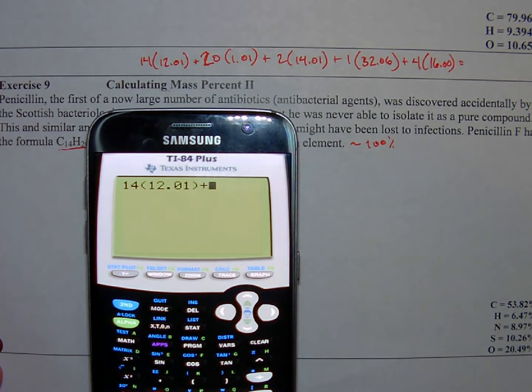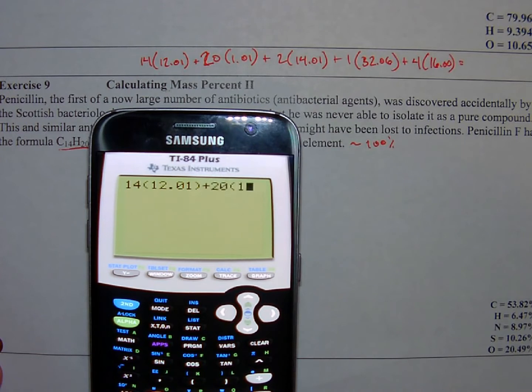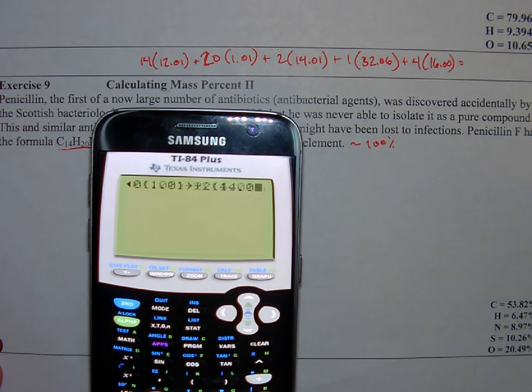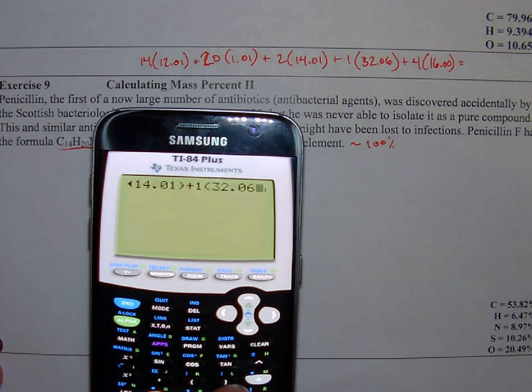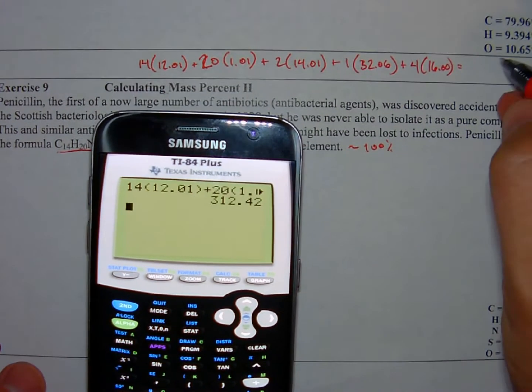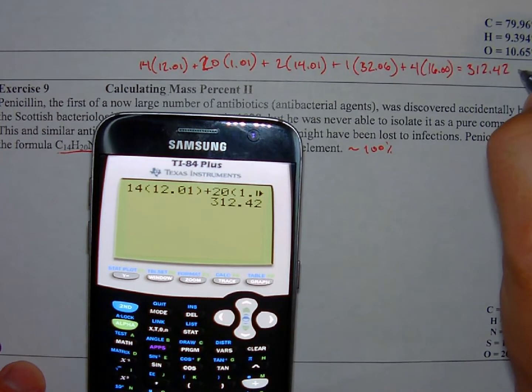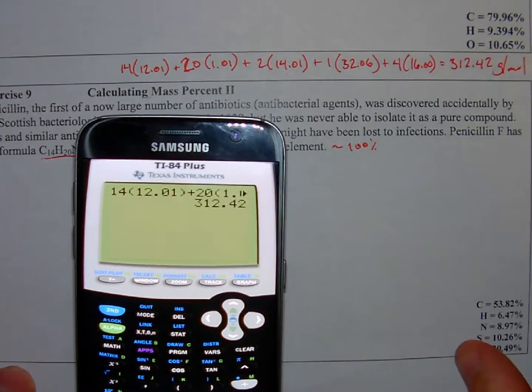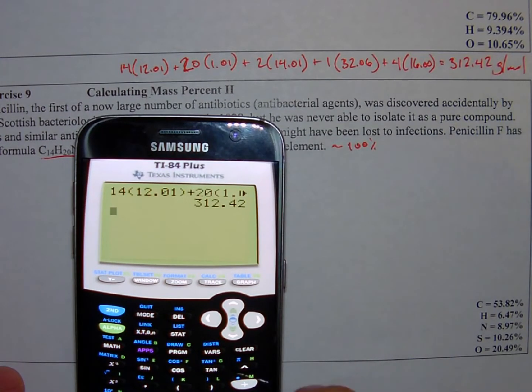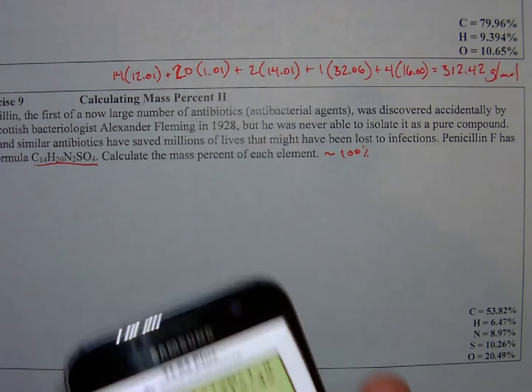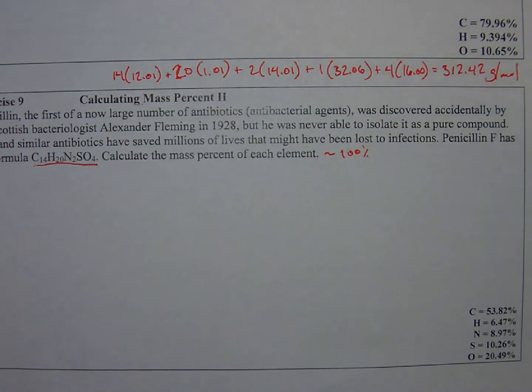14 carbons, 20 hydrogens, 2 nitrogens. There's only 1 sulfur, and then 4 oxygens. So I come up with a pretty big number, which is fine. 312.42. So that's going to be my molar mass of the whole molecule.